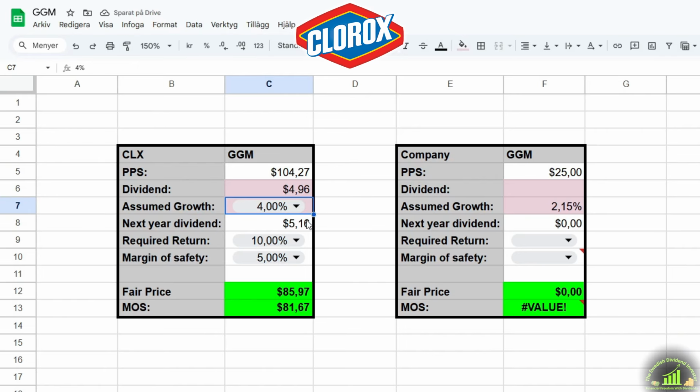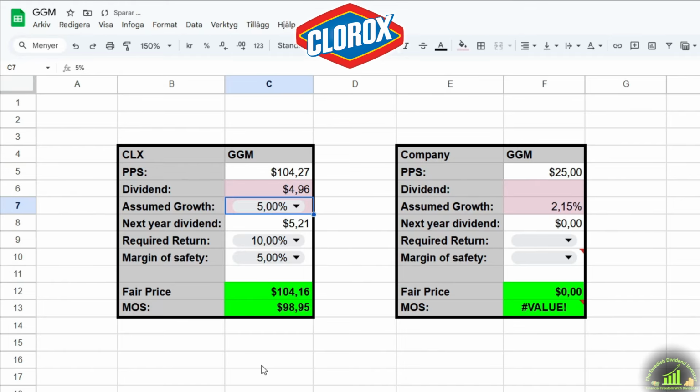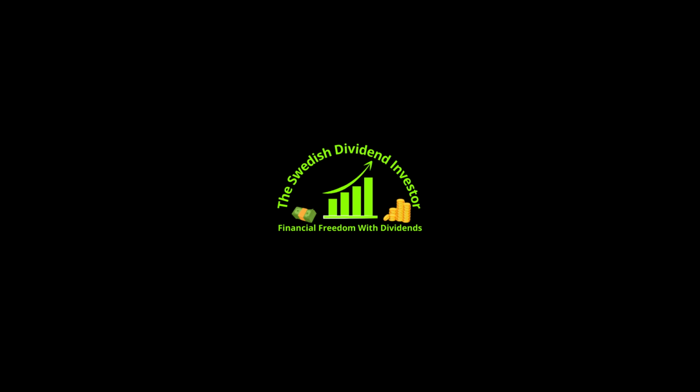Let's try to change to 5% growth, even though I think that's a stretch. Remember, this is in perpetuity, as in forever. Intrinsic value of 104.16 or 98.95 with the margin of safety. Ouch. So there you have 5 companies and ETFs you could dig deeper into.